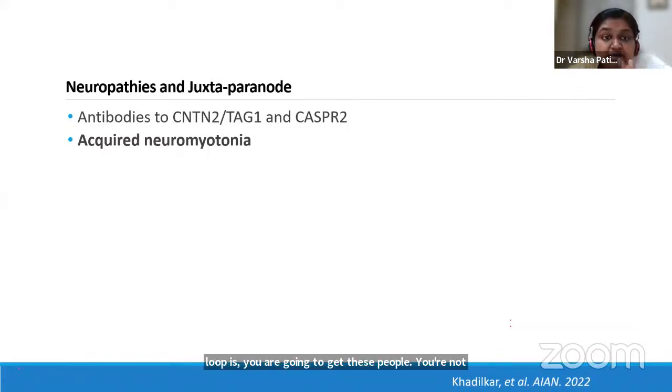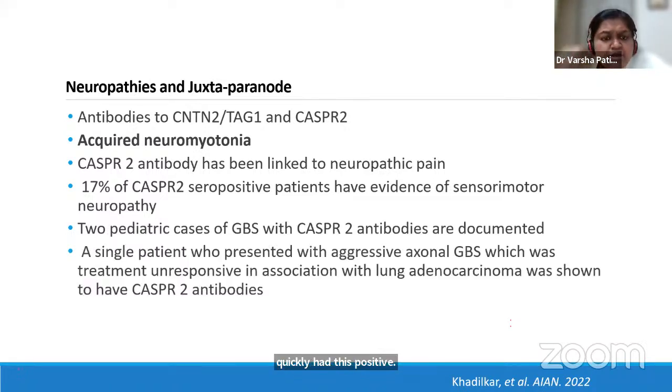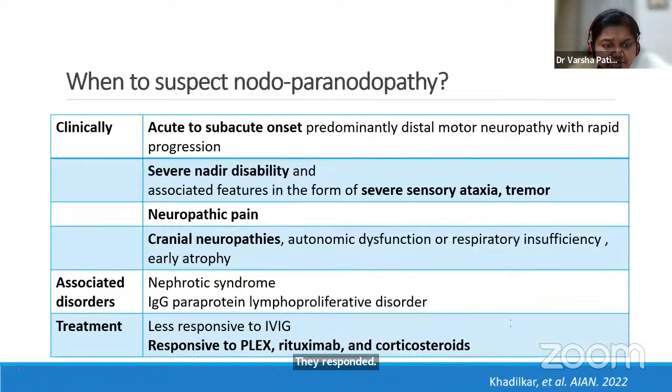So then the next group is your neuropathies due to juxtaparanode affection. The antibodies can be against Caspr2 or contactin 2. This is usually an acquired neuromyotonia. Now, why is this important? Because some patients with sensorimotor neuropathy had this positivity. They responded not to the routine treatment, but to other, more aggressive therapies.